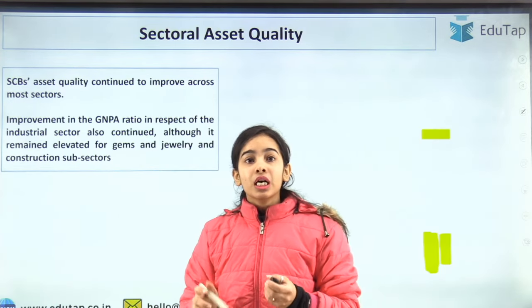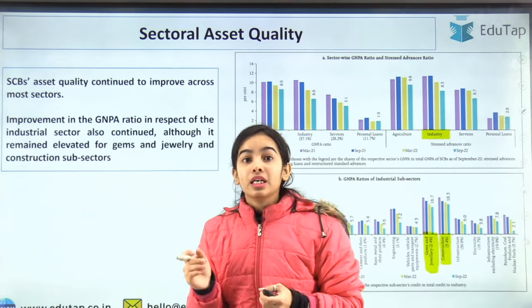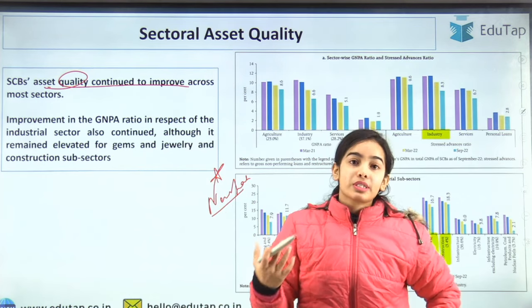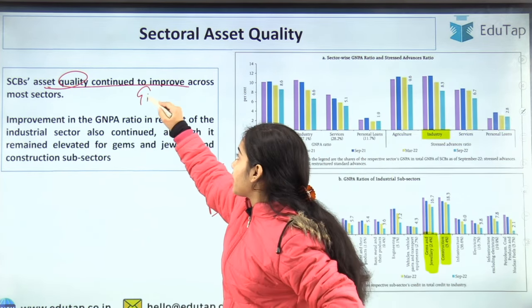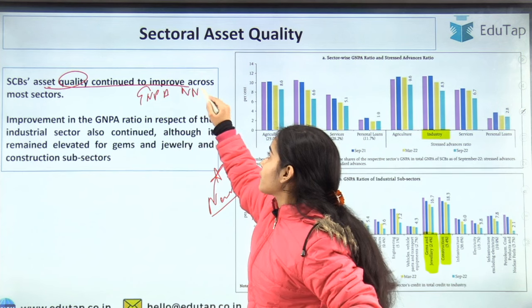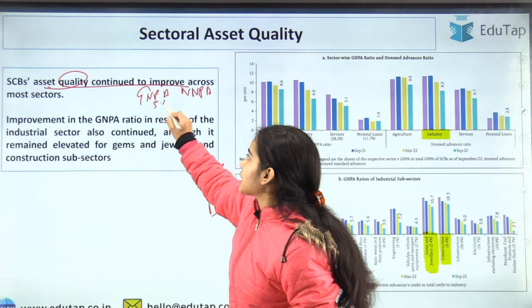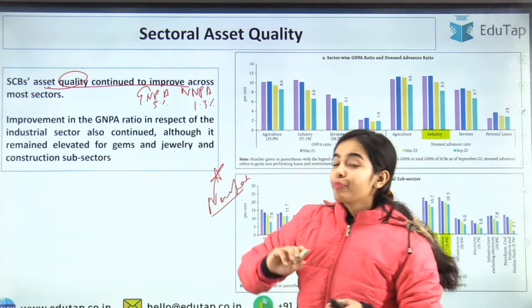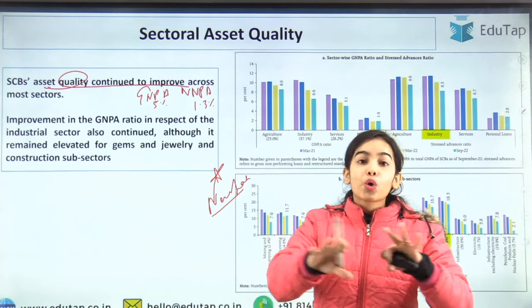Okay. Now sectoral asset quality. So this was the data point that was shown in most of the newspapers. This data becomes very important for us because a direct question can come from here. The SCBs' asset quality continued to improve across most sectors. We have seen that the GNPA and the NNPA were quite low. The GNPA was 5% and the NNPA was 1.3%. So now we have seen that the asset quality is quite good, and it has improved across most sectors.